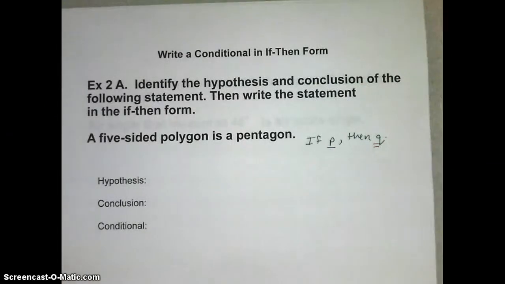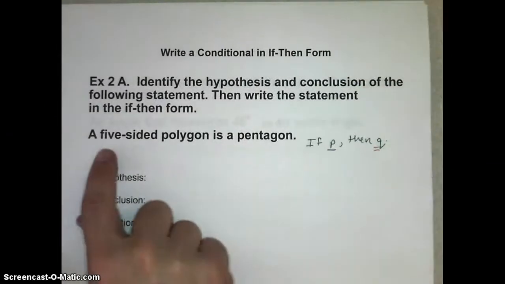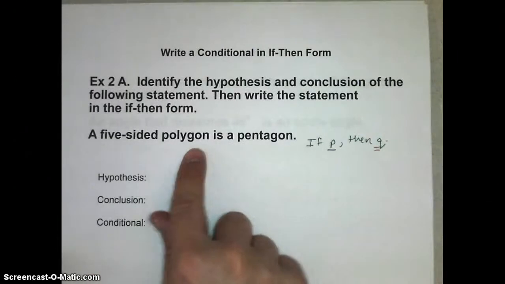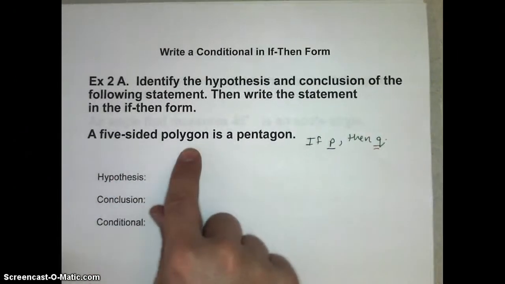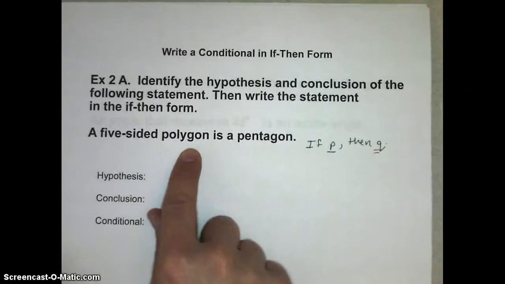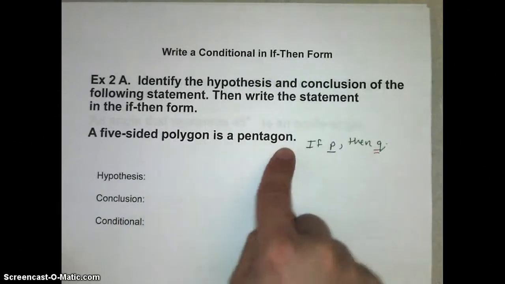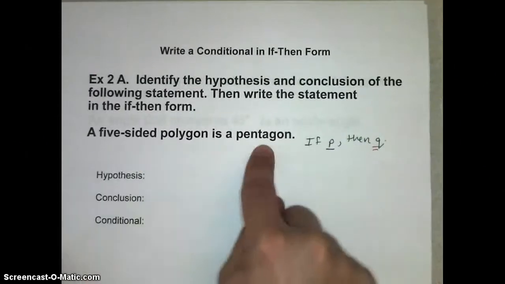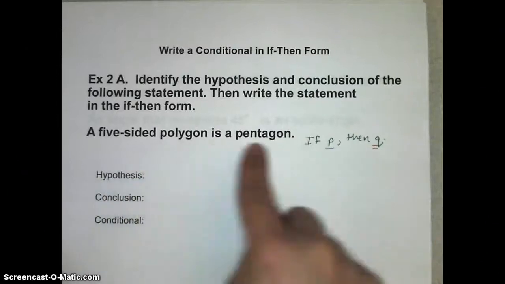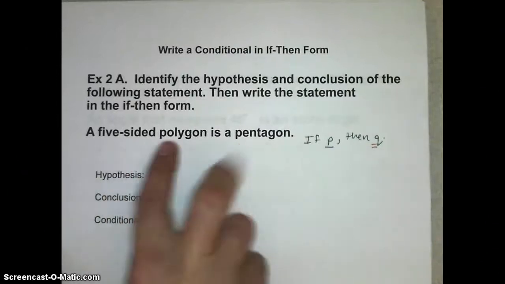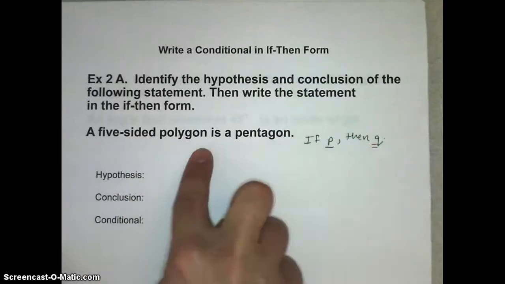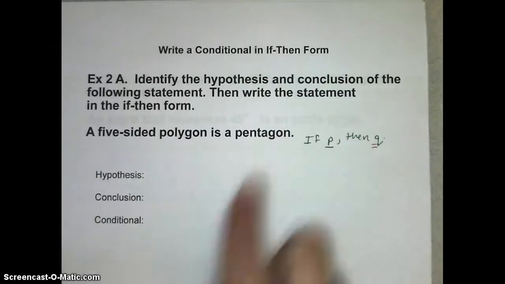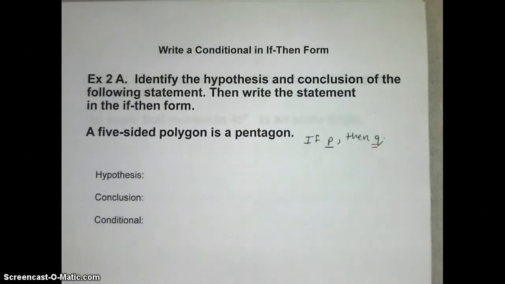So we have two ideas here in this sentence. A 5-sided polygon, or a polygon with 5 sides. We might need to word it that way to have it sound better and make sense in the sentence. And then a pentagon. You might think, well, those are the same thing. Well, that's what this is saying to us, that that's what a 5-sided polygon is. But there's still two parts to that. They use two separate phrases: 5-sided polygon and a pentagon. So we have to be able to put those in if-then form.